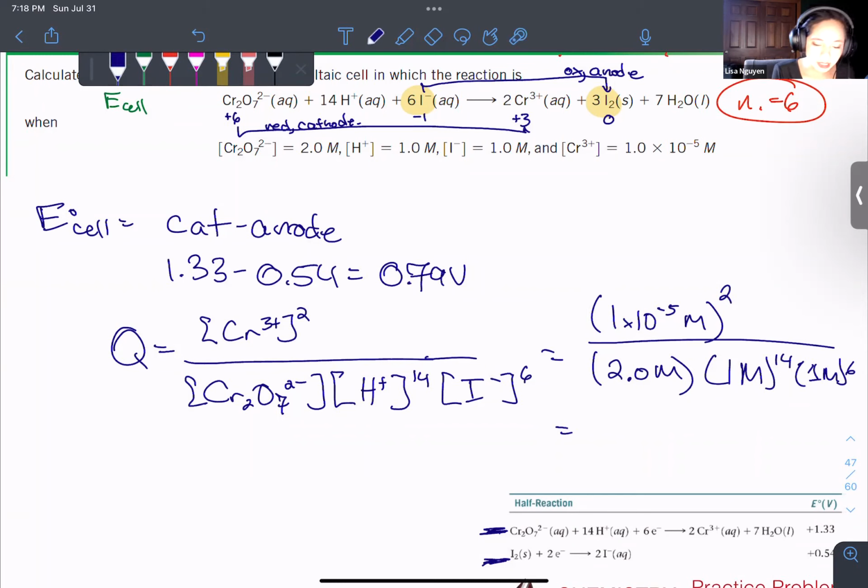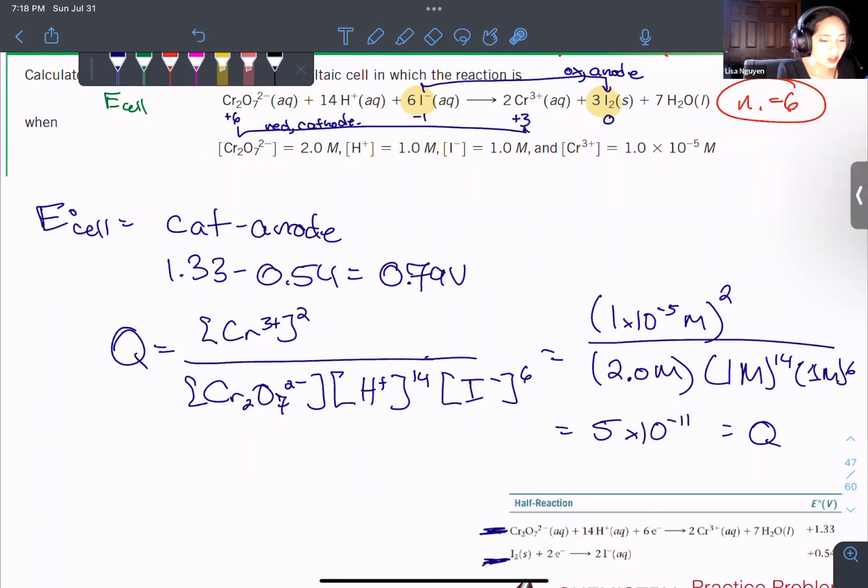So what you see here is that Q should be a fairly small number. Yes, it's a fairly small number. So 5 times 10 to the negative 11. That is Q. So in my mind, at these conditions, we don't have a lot of product yet. We have a lot of reactant.